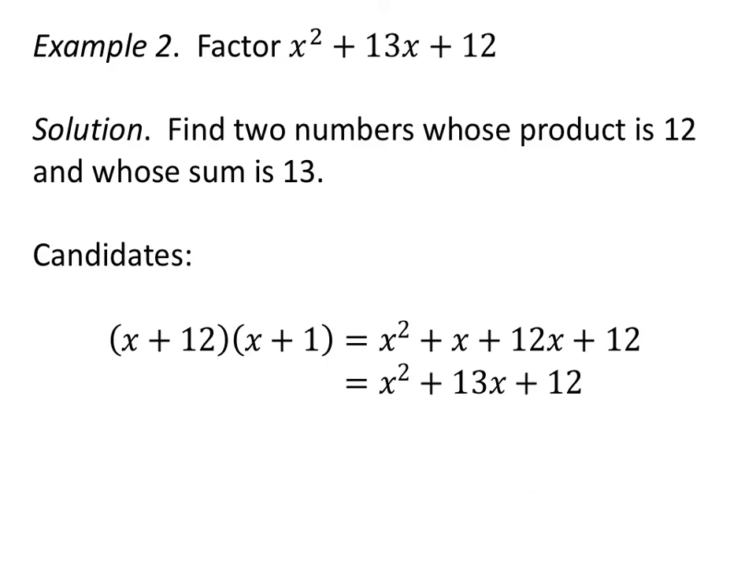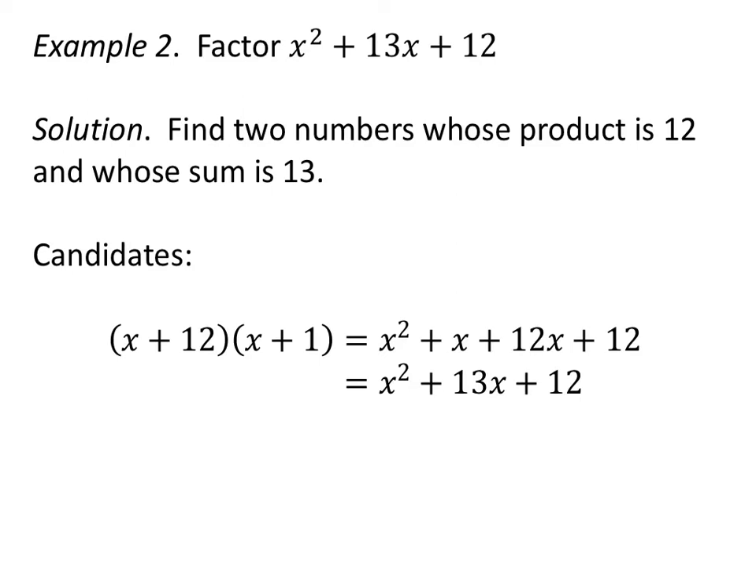So let's take those two numbers, x plus 12, multiply by x plus 1. First terms, we get x squared. Outer, we would get 1 times x. Inner, we would get 12x. And last, we would get 12 times 1, which is 12. When we combine x plus 12x, we get 13x. Now, we've got a little problem-solving strategy here.